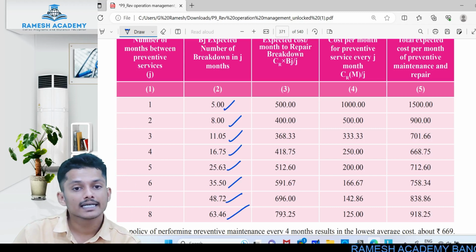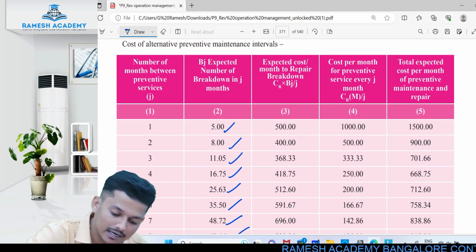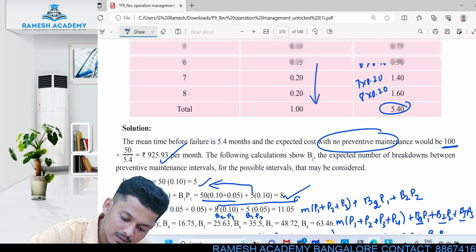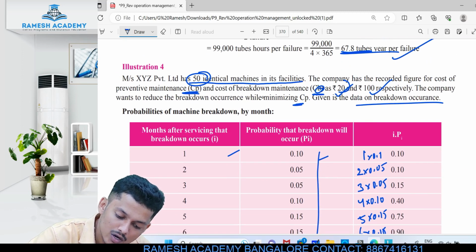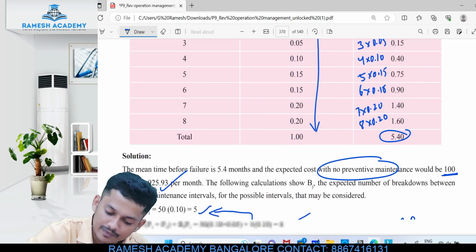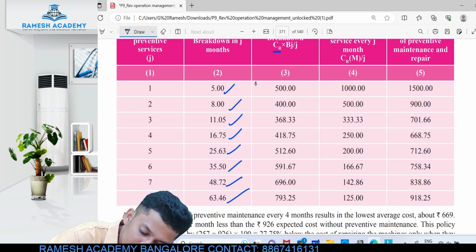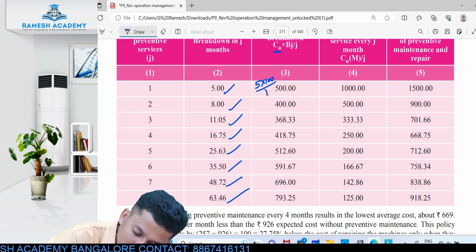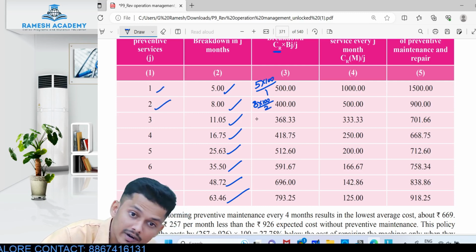Okay, now next one we have to find out is expected cost as well as CR, that is repair cost. See here, CB is nothing but breakdown or repairs, that is 100. You multiply by 100. How has this final come? See here, 50 into 100, 5 into 100 divided by 1. Here 8 into 100 by 2. Here 1, 2, 3, you have to divide with this.